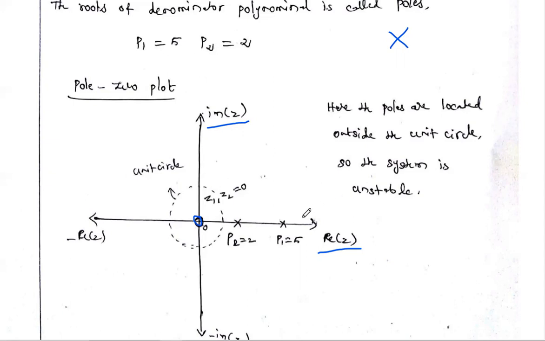So the first pole, where is 5? If this is 0, then this is 1, 2, so we have to mark by the cross symbol. Okay, cross symbol we have to mark in order to indicate the pole. This is the pole P2 equal to 2. And if this point is 5, this is the pole P1 we marked. Okay, so this diagram is said to be the pole-zero diagram. So pole-zero diagram we drew.